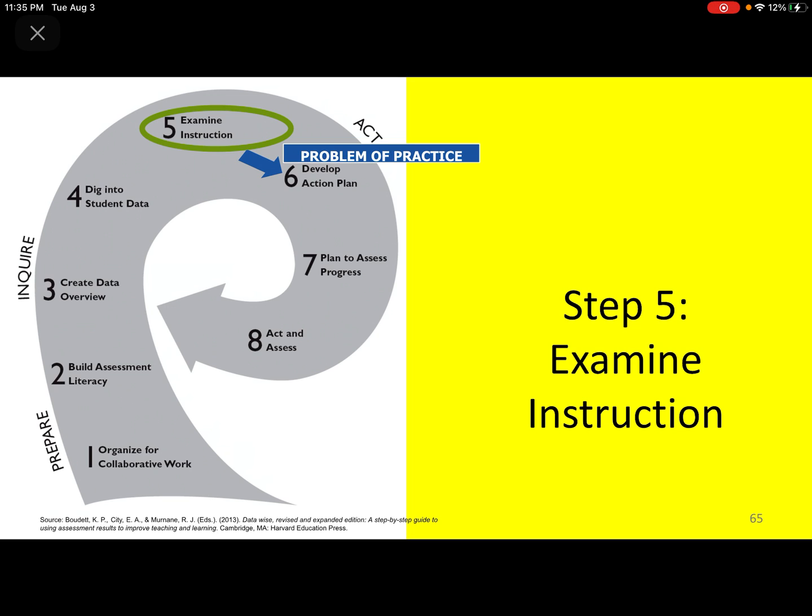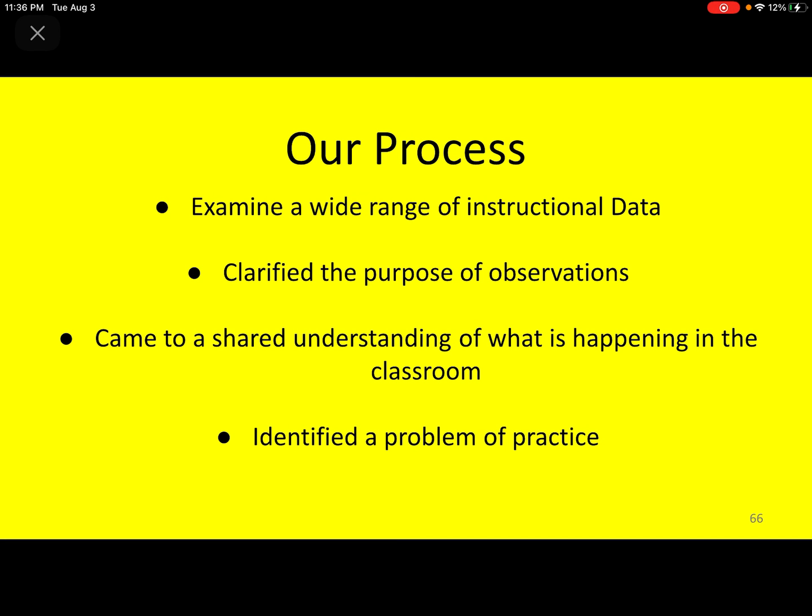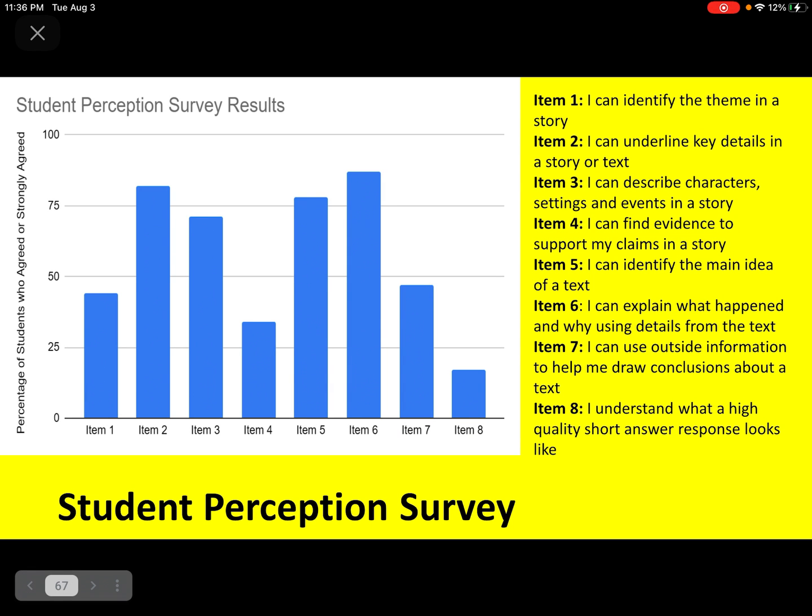Step 5 of the process is where we spent our time examining instruction and looking to find the story around what is currently happening and why it isn't necessarily working. So our process for this was to examine a wide range of instructional data, clarify the purpose of observations, come to a shared understanding of what is happening in the classroom, and identify a problem of practice.